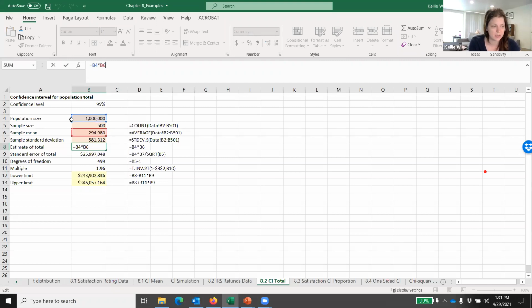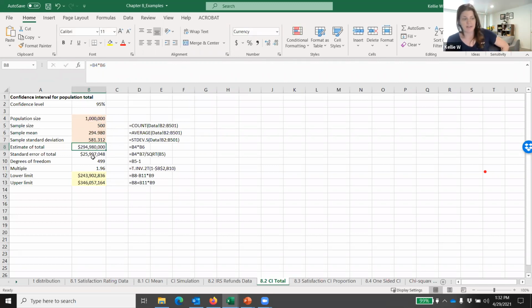So our estimate of the total is going to be the population size times that sample mean. What we're saying is we're assuming that the average payout to the 500 taxpayers in our refund data is the same or nearly the same average payout that you would get if you calculated it for all a million people. Does that make sense? We're projecting the average of what we paid out to 500 people onto a really large population. So if, on average, the IRS pays out $294 to those 500, we're assuming they pay out $294 to the entire 1 million. We're just multiplying that average payout to the million people. So we're telling the IRS, okay, if that's true, you can expect to pay out $294 million.